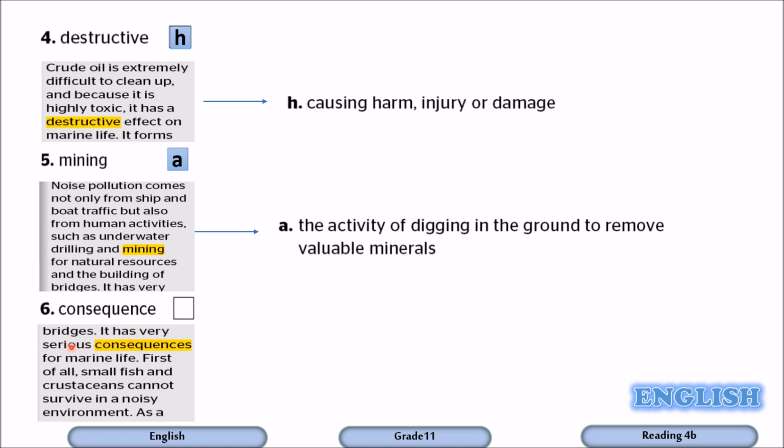Yes, it has very serious consequences for marine life. The first consequence is that small fish and crustaceans cannot survive in a noisy environment. This is the consequence of these things, so it goes with C. Let's read C: the definition is the effect or result of a situation, often negative.